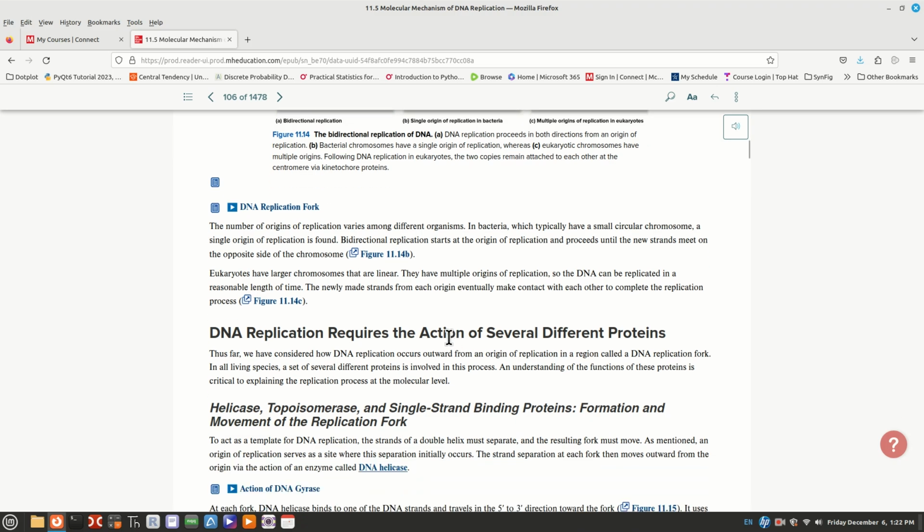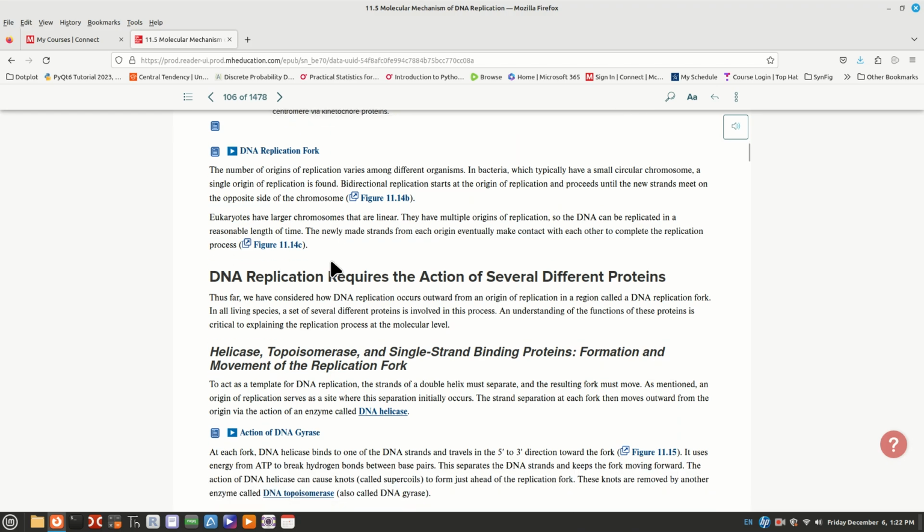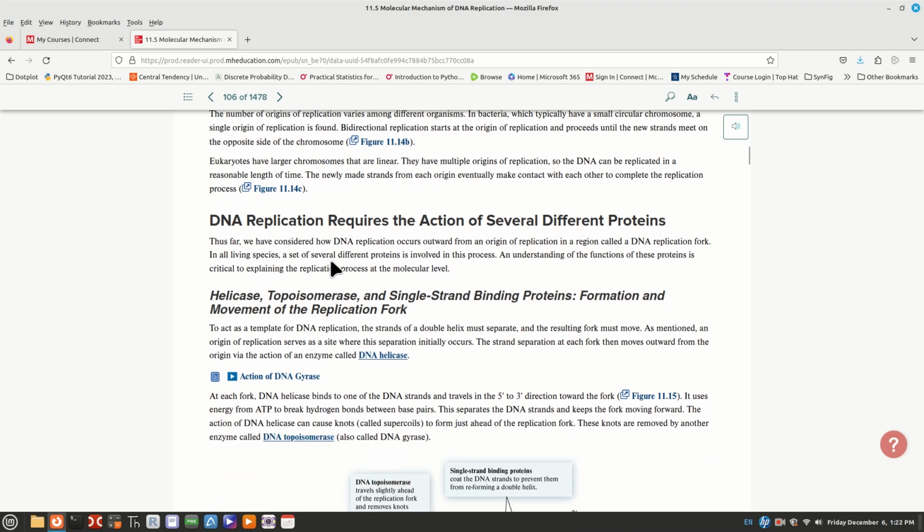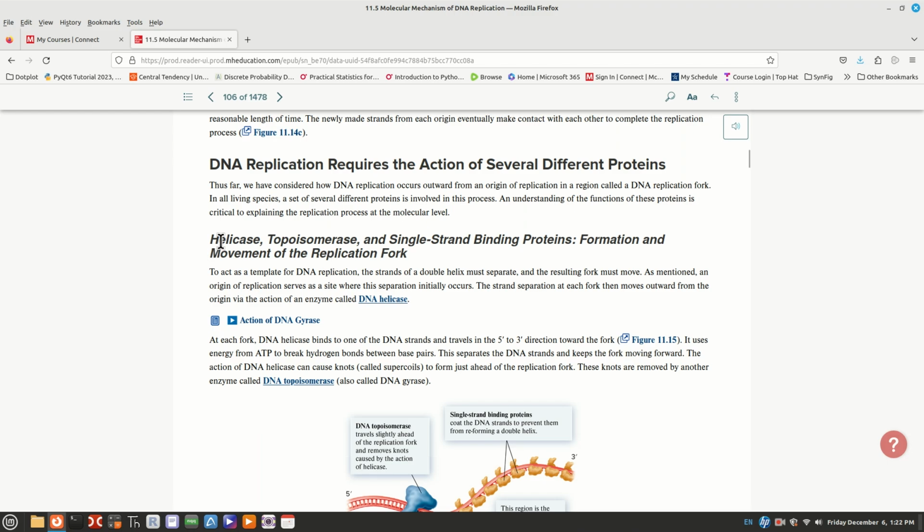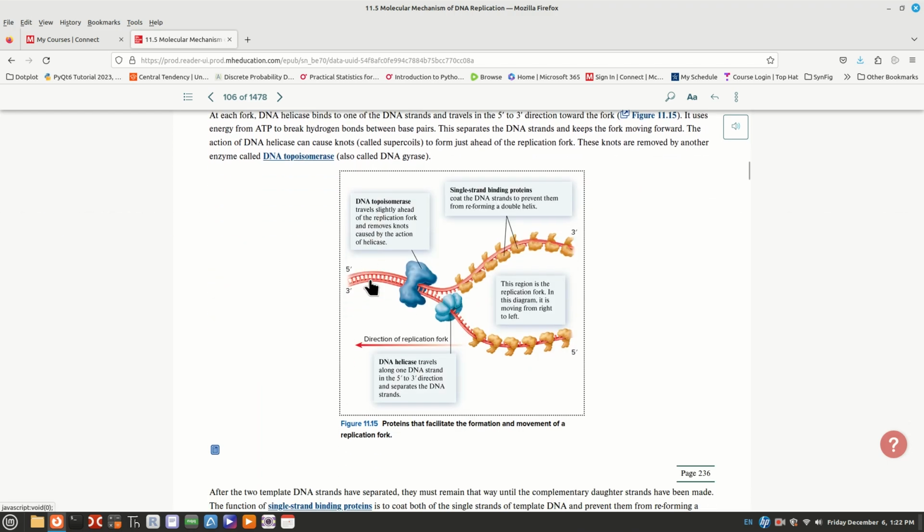And of course, we start out with understanding the fork. They're going to talk about the fork, and that's just where you unzip the DNA, the point where replication is going to come from. There are some proteins you need to make sure you know: helicase, topoisomerase, and single-stranded binding proteins, and how they come together to make the fork. So there are a couple of pictures here. This one right here, figure 11.15, is one you need to know.